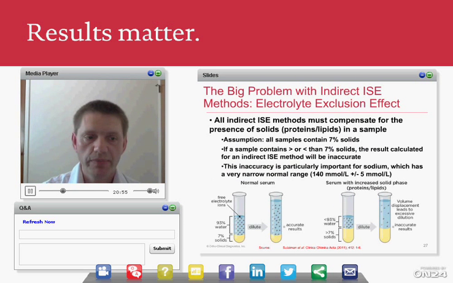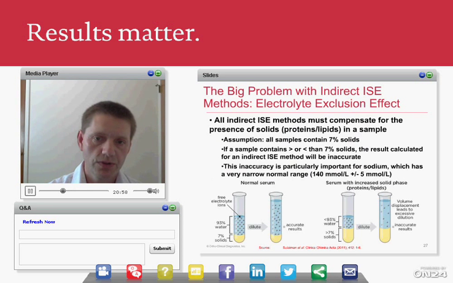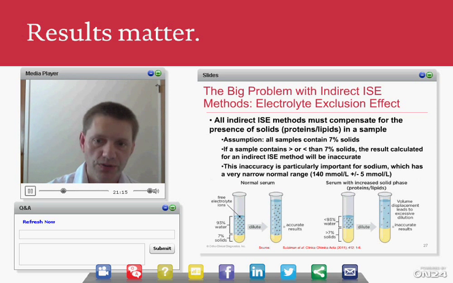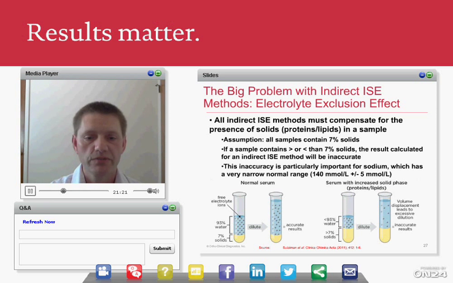So now that I've talked about how the VITROS Microslide method, which is a direct method, works, let's talk a little bit about the indirect methods and what I see as the biggest issue with the indirect methods, and that's what's called volume exclusion effect or electrolyte exclusion effect. Essentially what happens is that all indirect methods carry out a significant dilution of the sample as part of the process of getting an accurate result of what's actually in the diluted sample.